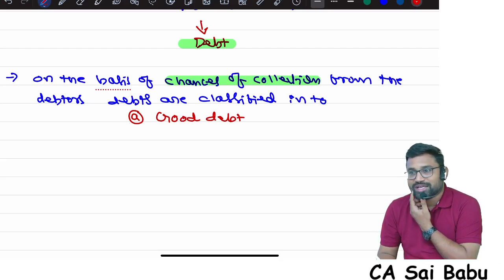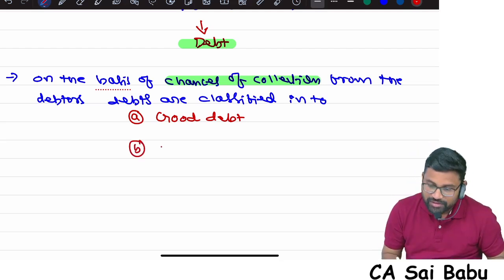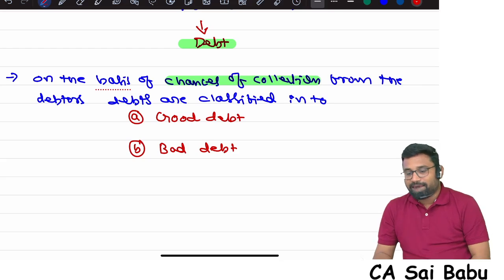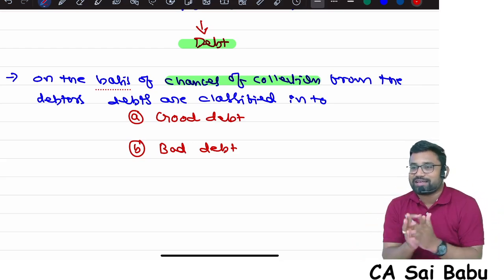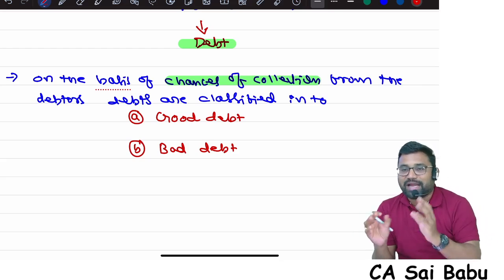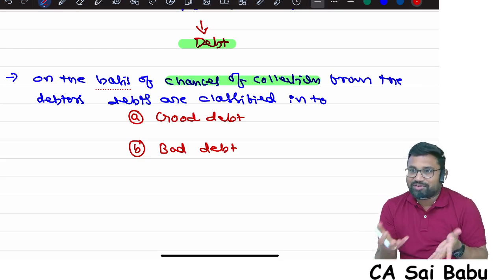Amount is likely to be realized in full. B. Bad debts. The amount which I gave to Purna is a bad debt. I have a doubt. Bad debt means what? See, no doubt, 100% pakka it will not be collected. Confirmed loss. That's why it is called bad debt. Sir, what is this good to bad like a child? That is the word they are using.